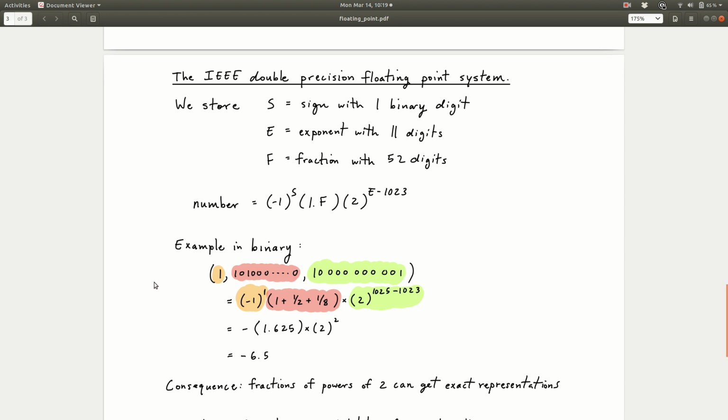Now other types of numbers, and we'll see examples of this, like square root of 2 do not get an exact representation. So when you calculate square root of 2 on a computer, there could be some rounding error involved. Things like 1/3 don't get exact representations either.